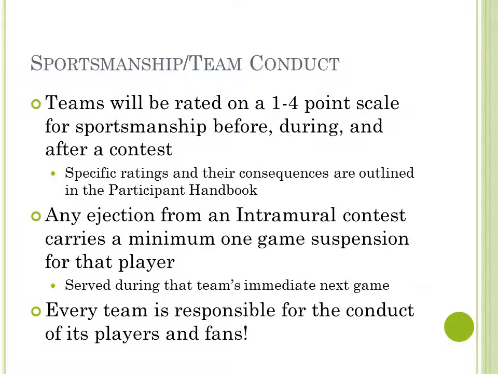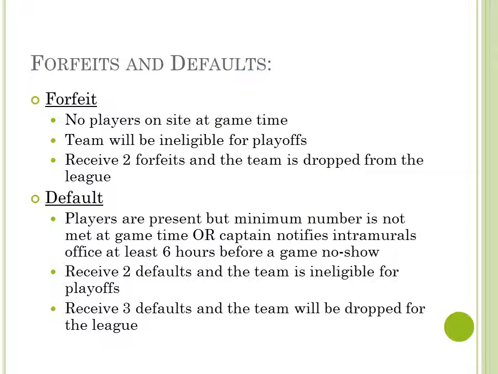Each team in every game will be rated on a 1 to 4 point scale for their sportsmanship before, during, and after a contest. If a player is ejected from a contest, that player will be suspended from their next game. A forfeit occurs when a team has no players on site at game time. That team will then be ineligible for playoffs, and if they receive 2 forfeits, the team will be dropped from the league. A default occurs when a team has players present, but the minimum number has not yet been met.